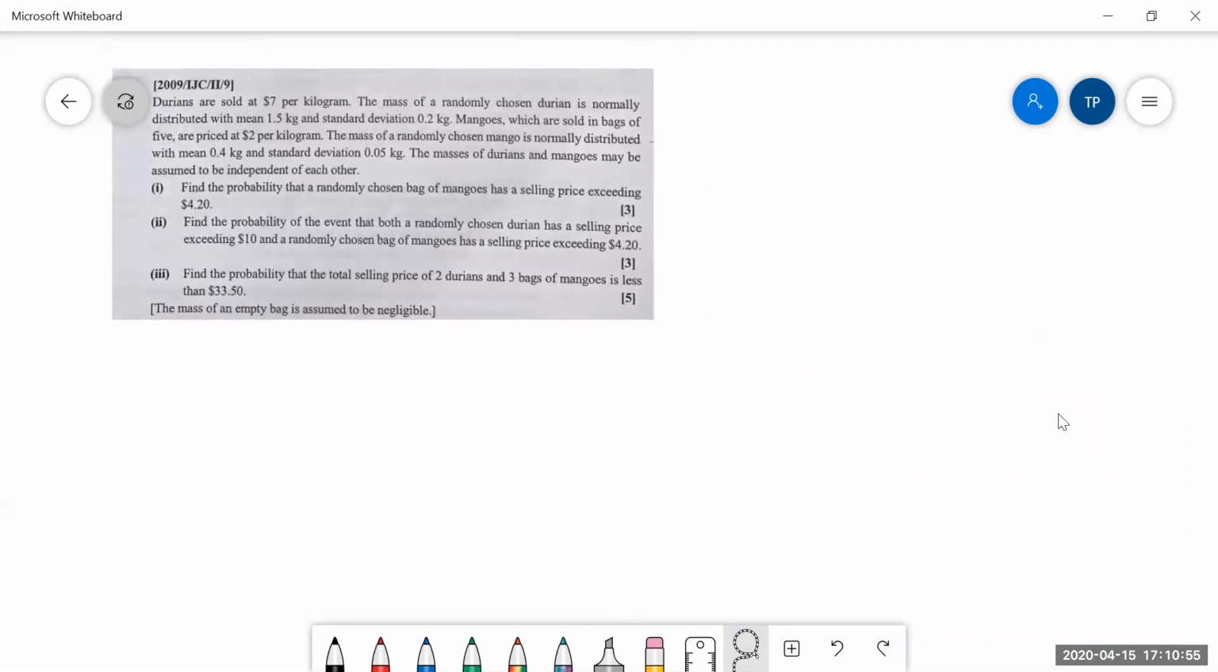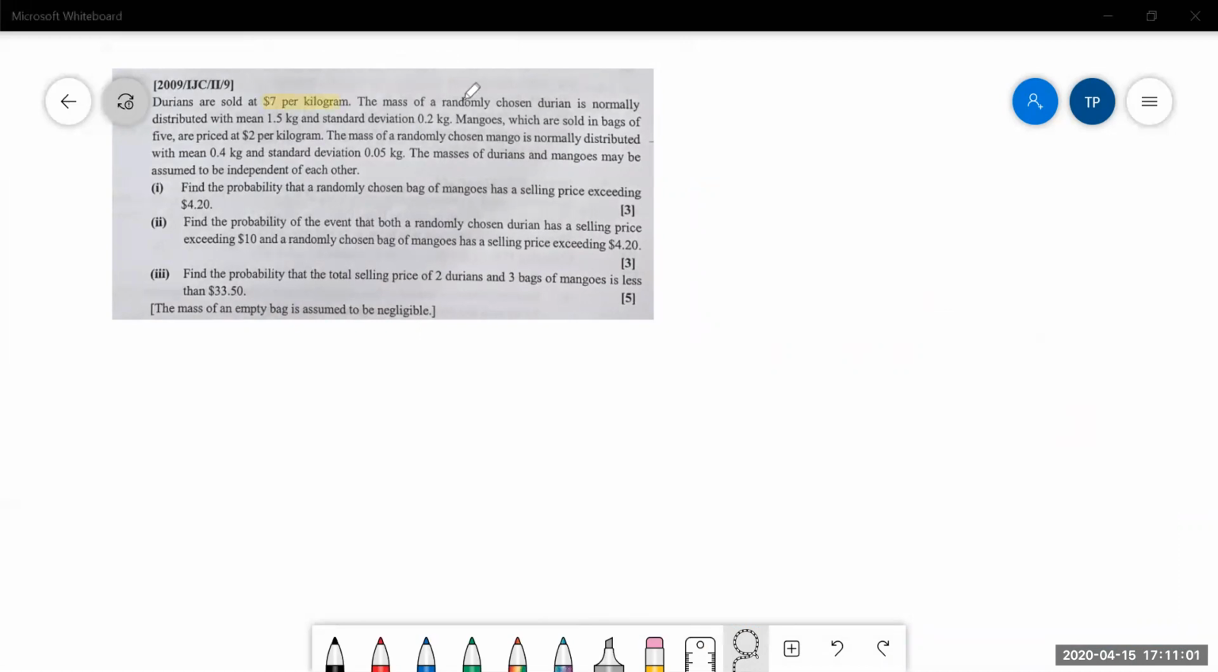Okay, let's break down this question first again. Durians are sold at $7 per kg, okay? And the mass of a durian is normally distributed. So upfront, you already know this is a normal distribution. The mean is 1.5 kg, the standard deviation is 0.2.